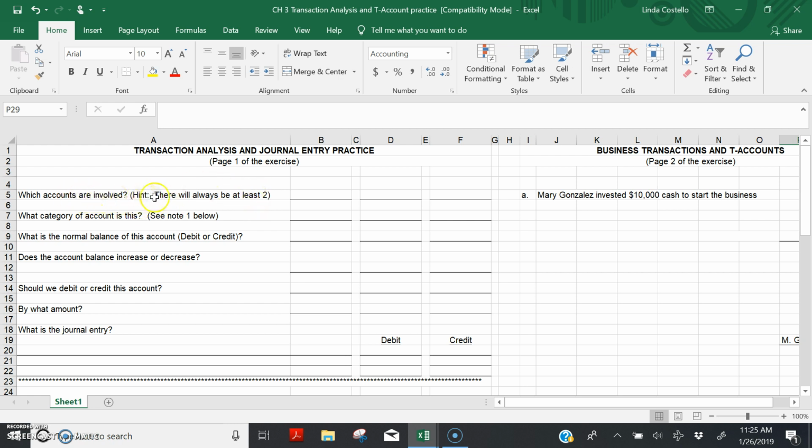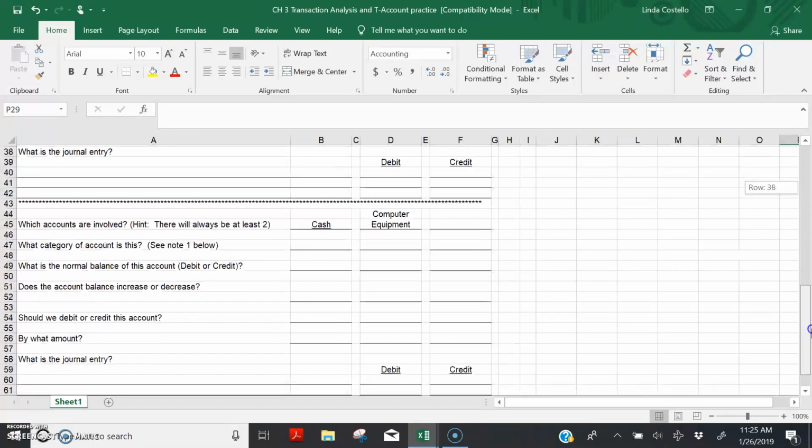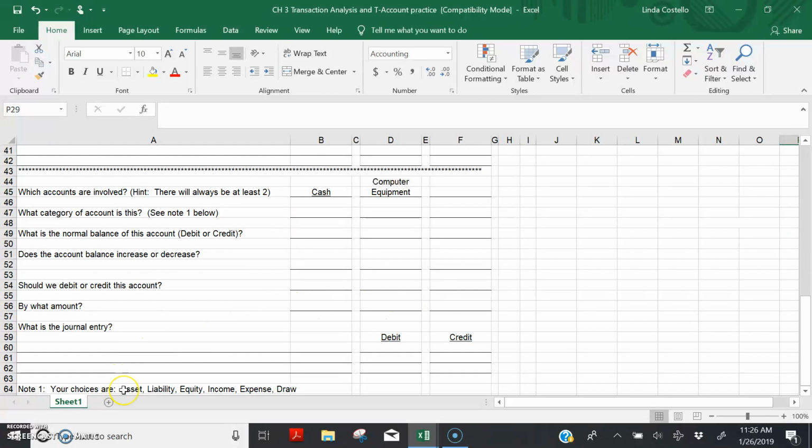First, identify which accounts are involved. Remember, there will always be at least 2 accounts involved because we are following the double entry method of accounting. Next, you need to identify what category in the accounting equation that the account belongs. Note it says here, see note 1 below. If you page down on the worksheet, you will see a reminder of the 6 categories in the expanded accounting equation, and your choices are asset, liability, equity, income, expense, or draw.